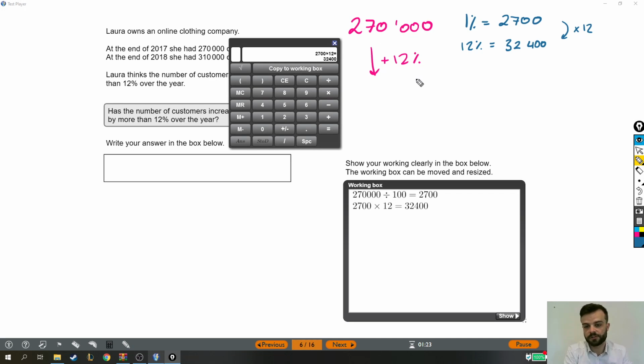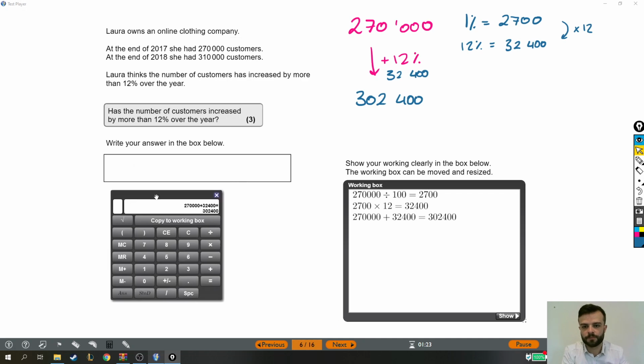Now, as we discussed, what we're going to do is start with our 270,000 and increase it by 12% so we can compare it to the number of customers she actually had at the end of 2018. We just worked out that increasing it by 12% is the same as increasing it by 32,400. So next, let's increase 270,000 by 32,400. So this was our original amount. We then increase it by 12%, which we worked out is this, 32,400. Cool. So we're starting with our original number of customers, we're increasing it by 12%, and this is what it comes to. So we worked out that that actually comes to 302,400.